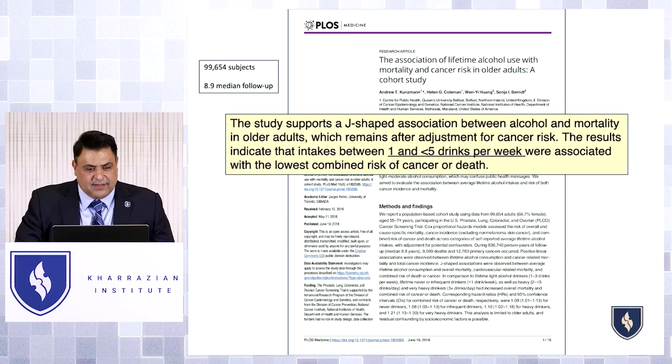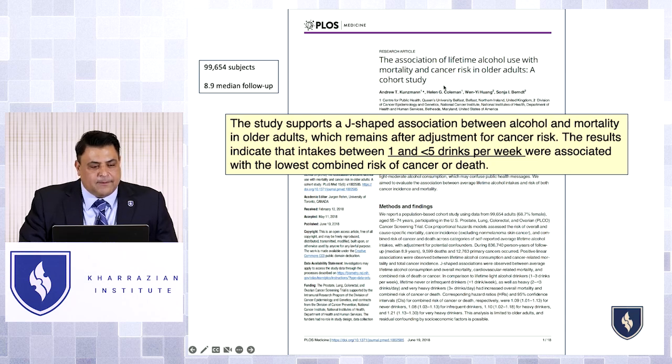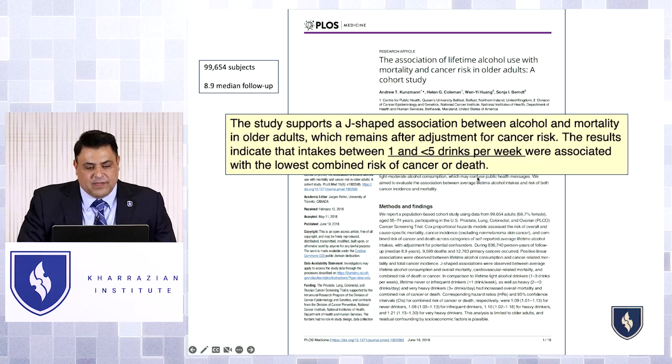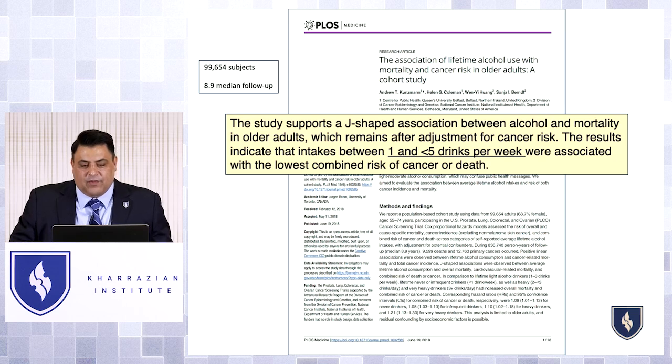And then this was another study they did, the association of time-line alcohol use with mortality and cancer risk in older adults, a cohort study with 8.9 median follow-up years and almost 100,000 patients. The study supports a J-shaped association between alcohol and mortality in older adults, which remains after adjustments for cancer risk. These results indicate that intakes between 1 and less than 5 drinks per week were associated with the lowest combined risk of cancer and death. So again, you don't have to be completely off all alcohol to live longer. And maybe there's some benefits there.